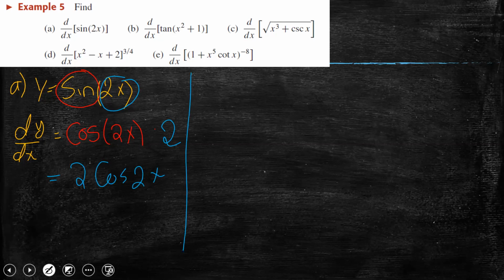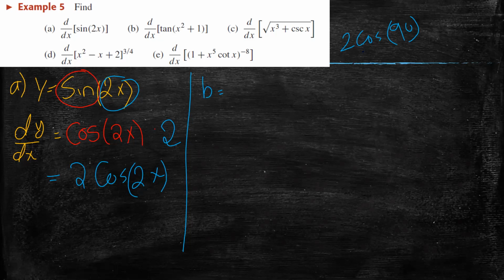Let's do now b. Teacher, can we multiply the two? So it will be cosine 4x. No. This is like an angle. You have to find cosine 90. You cannot just multiply by 2. As an example, sine 90 is 1, times 2. So it's different.